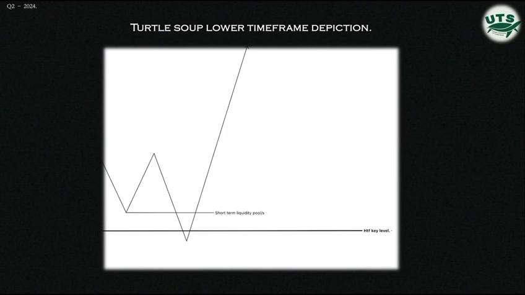Here's a deeper look into turtle soup on the lower time frame. You're going to have the higher time frame key level, and then you're going to have a short-term liquidity pool or pools, the more the better, on the lower time frame. It's going to smack into the previous liquidity pool. Of course, there's going to be a time line over here, vertical line. Smack into it. Get everyone bearish, market structure traders selling down here, and it rallies.